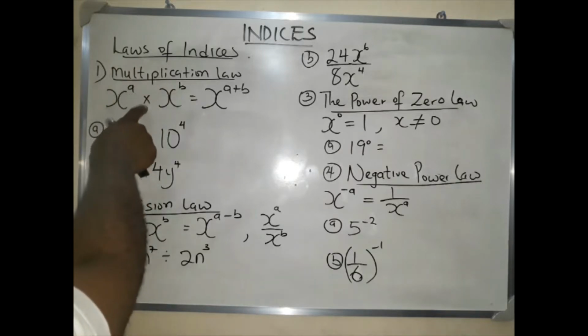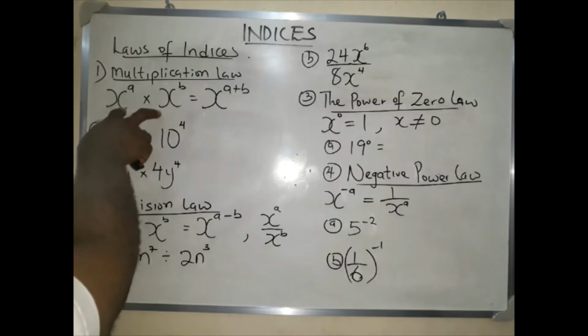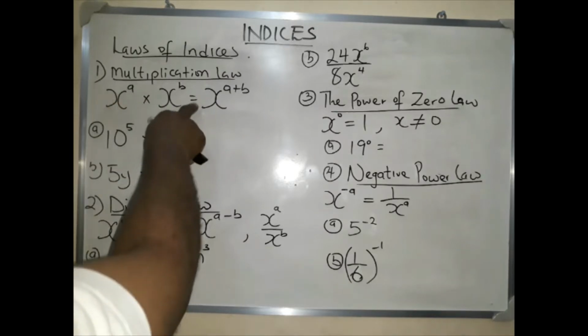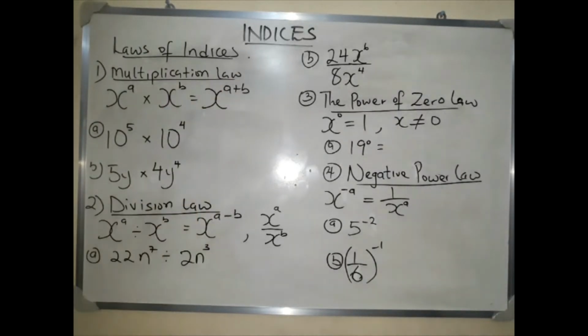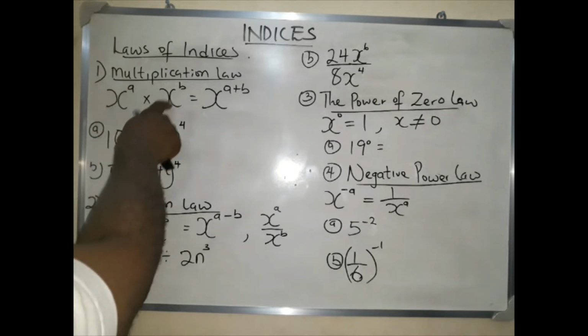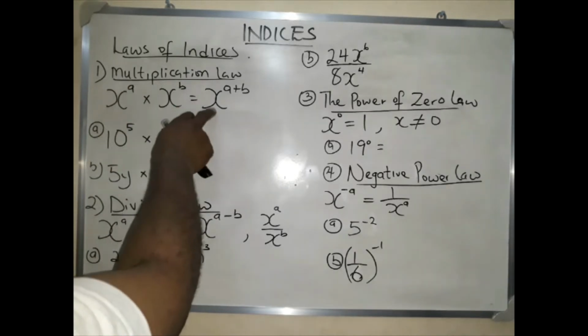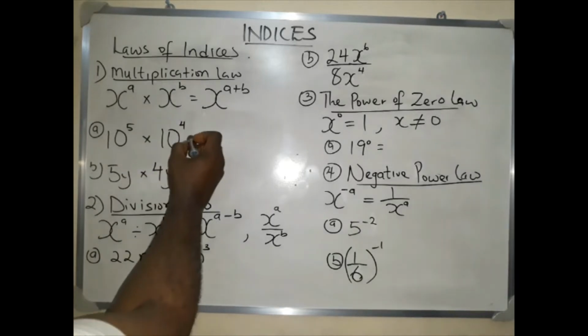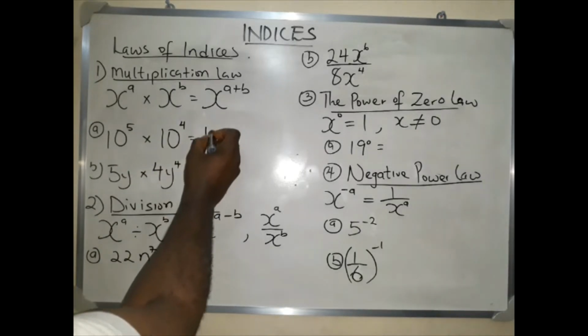Now it says that when you are asked to multiply two terms that are similar, then what do you do? You simply add their indices. So you can see here x raised to the power a times x raised to the power b is equal to x to the power a plus b. Now you can see some examples that we have on the board here which we are going to solve. The first one is 10 raised to the power 5 times 10 raised to the power 4.